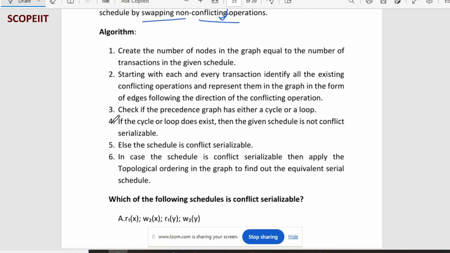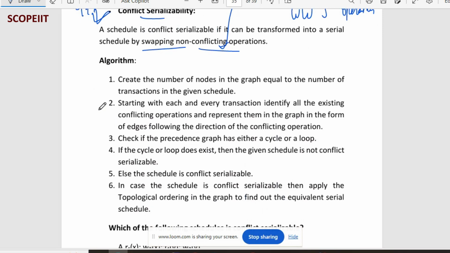Okay. So see, in this algorithm, we will see how to actually perform conflict serializability and how to solve the numericals of conflict serializability. To solve those numericals, we need to follow these algorithm steps. First step: create the number of nodes in the graph equal to the number of transactions in the given schedule. So, for example, if they have given one schedule in which you have transactions T1, T2, T3, then when we are drawing the precedence graph, the number of vertices will be equal to the number of transactions.